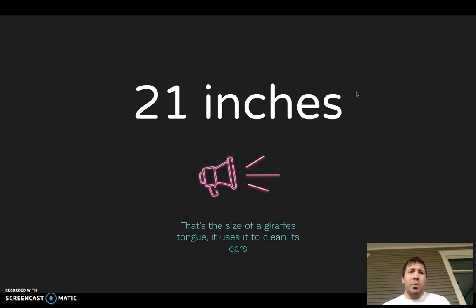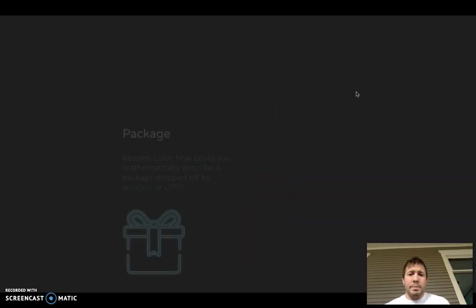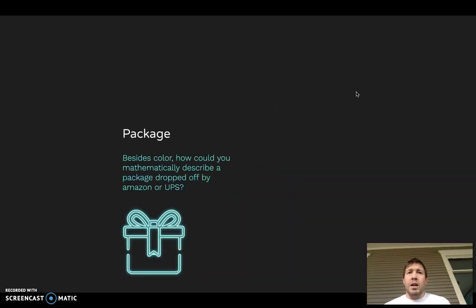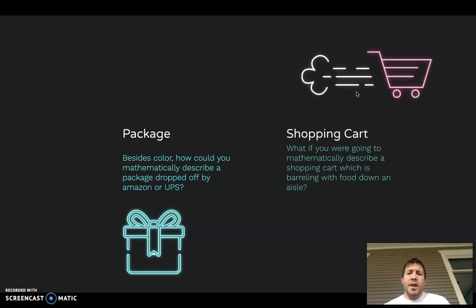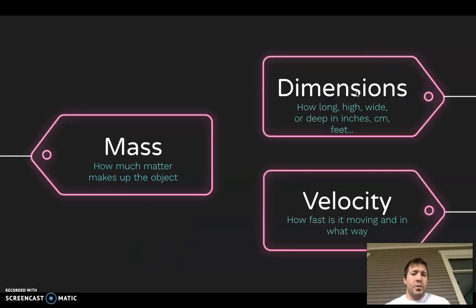Most of you recognize that a giraffe's tongue is probably really long, but can you actually describe it? What are some other ways that we can describe other objects that we see? Like the packages that I undoubtedly believe that you're receiving right now. Besides the color, probably some sort of cardboard brown, what are some other ways that you can describe your package? Shopping cart. What if you're going to mathematically describe a shopping cart that's filled with groceries, when it's barreling down an aisle, whether there's a person attached to it or not? So what are some ways for us to describe that?